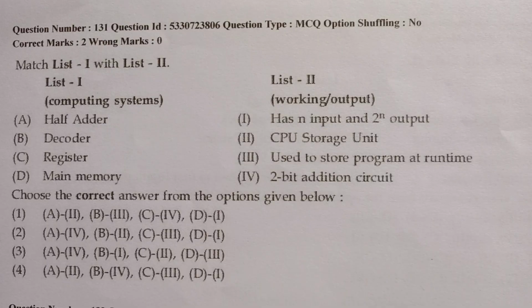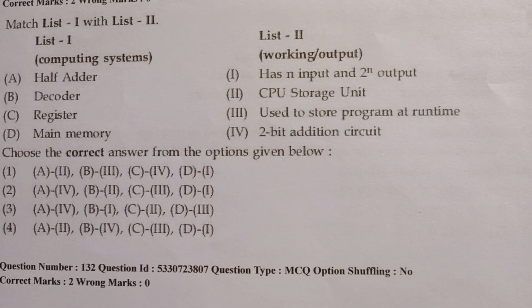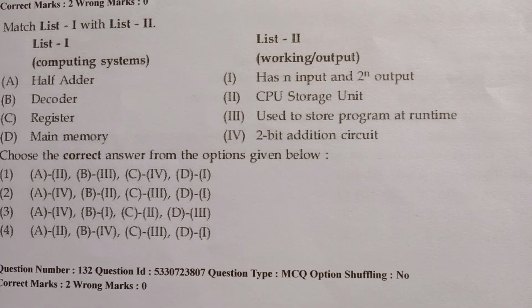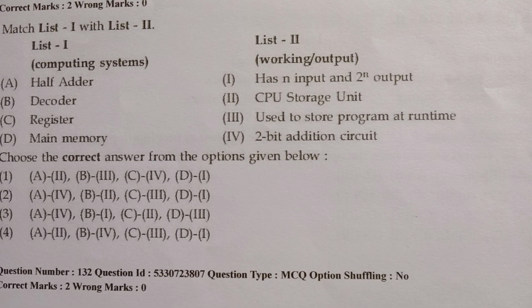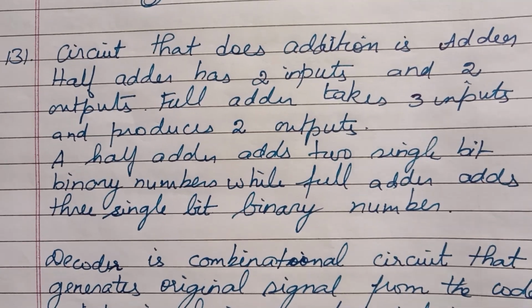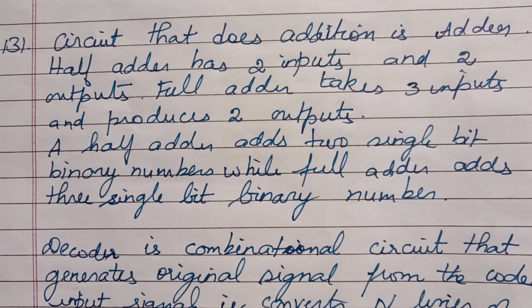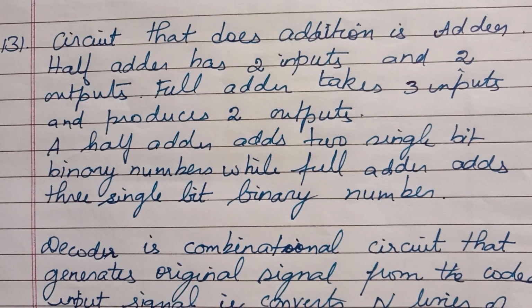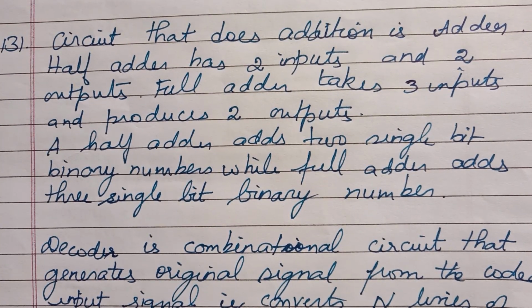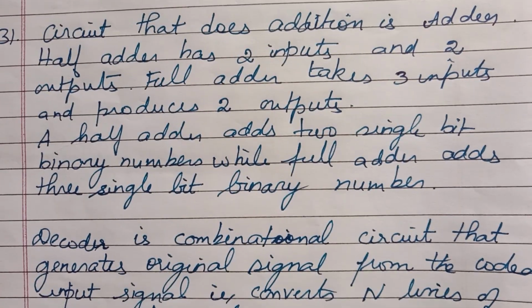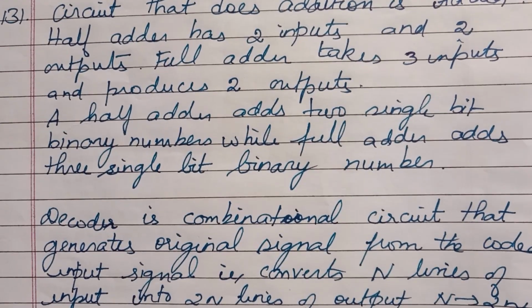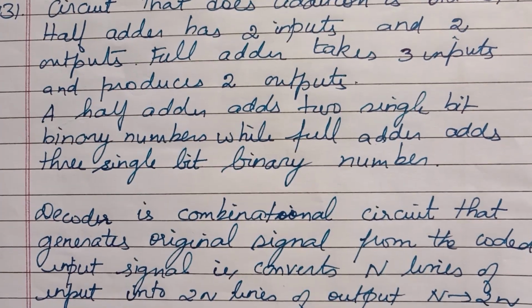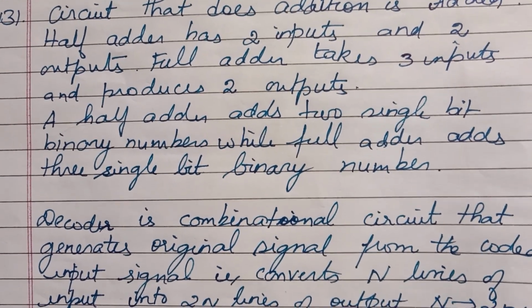Next, question number 131. Here the options are given: half adder, decoder, register, main memory. The other options are n input, 2n input, CPU storage unit, used to store program, and 2-bit circuit addition. So a circuit that does addition is an adder. Half adder has 2 inputs and 2 outputs, while full adder will take 3 inputs and produce 2 outputs. A half adder can add 2 single bit binary numbers, while full adder will add 3 single bit binary numbers. So this is the difference between half adder and full adder.